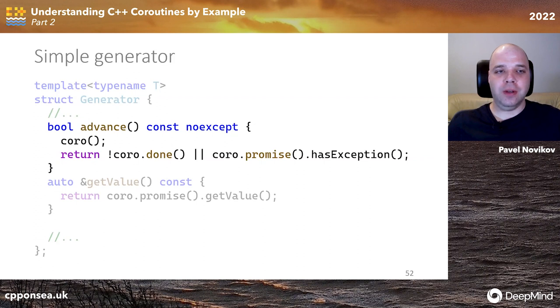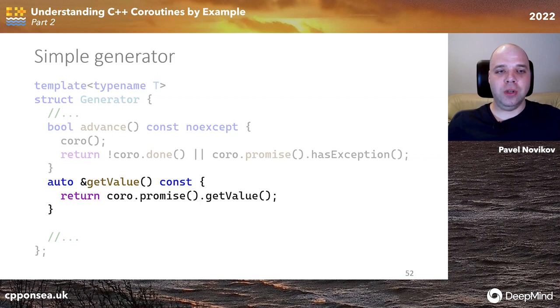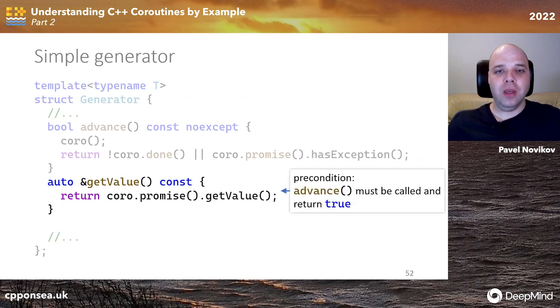So again, we return true if the coroutine is not yet done, or the coroutine is done and it has an exception. So the exception occurred. And the get value member function is even simpler. We just get the promise from the coroutine handle and call get value on the promise, which returns a reference to the yielded value. And so the precondition for get value in this case is that we have to call advance every time, and we are allowed to call get value only when advance returns true.